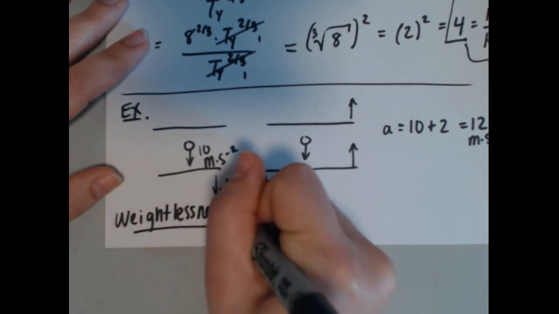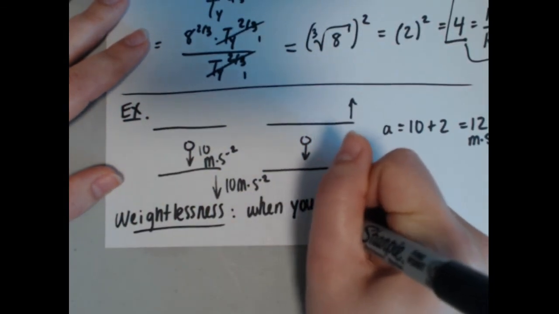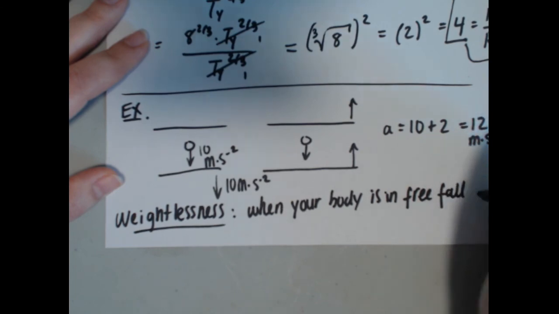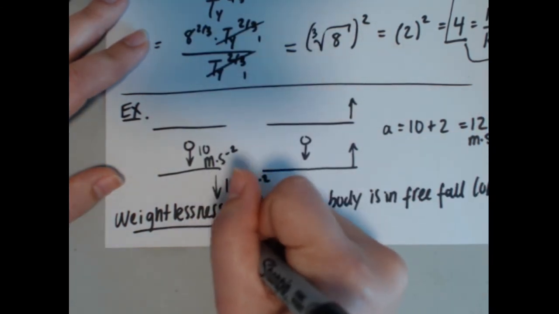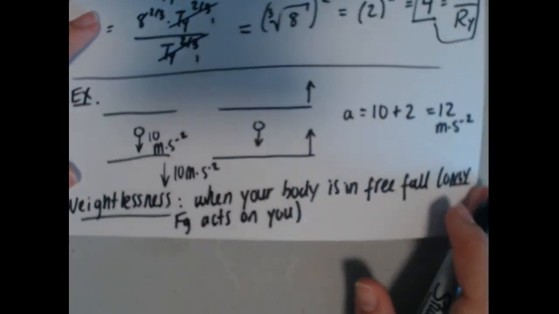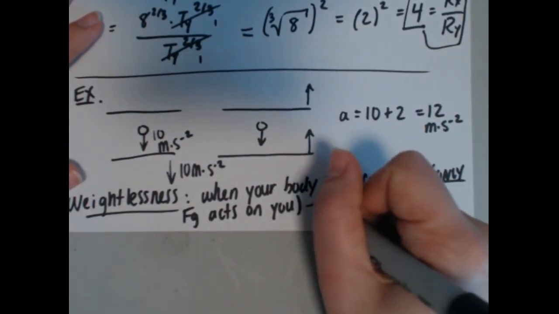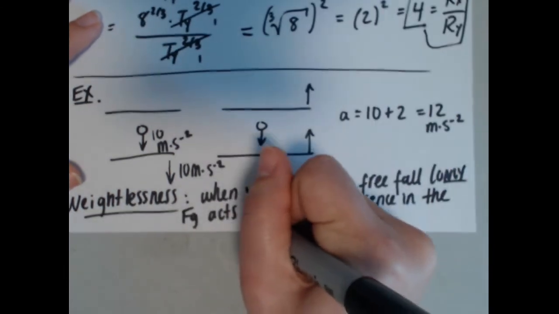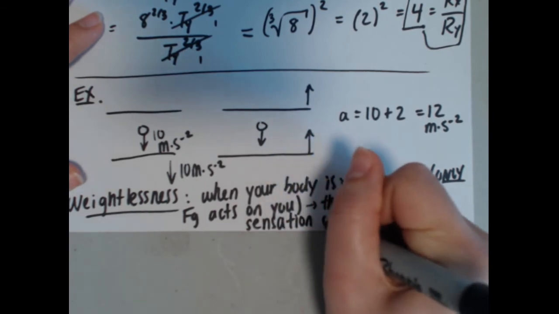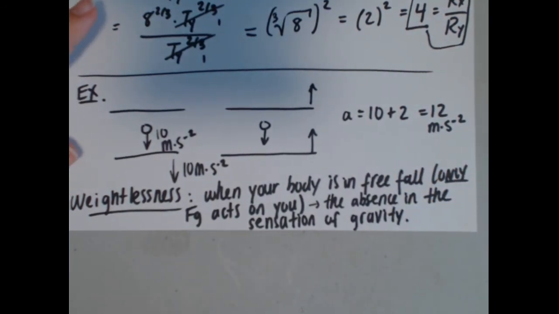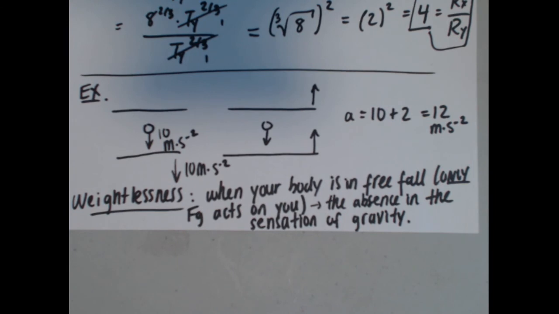Weightlessness: when your body is in free fall. That means only Fg acts on you, only the force of gravity. There's no air resistance, there's no normal force, nothing like that. So this is the absence in the sensation of gravity. Even though gravity is the only force acting upon you, you don't actually feel it since there's no force to oppose it. Okay, so going back to the slides here.